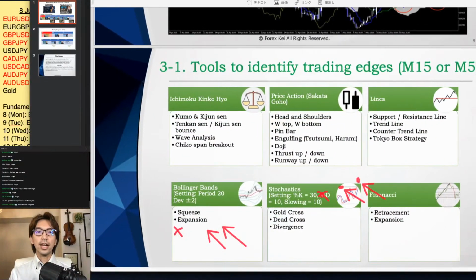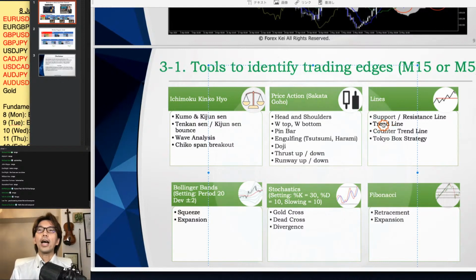And these are the tools that I usually use, right? So today's topic is actually here, the trend line. Yeah, I'm talking about this trend line here. So you can of course draw support lines, resistance lines, and counter trend lines, and also the Tokyo box. You can create the Tokyo box strategy, and you can look for the Asian breakout. But today's topic is pretty much on this trend line, and I'm just showing you how I would look for the buy chance by drawing those trend lines in the 15 or 5-minute chart in smaller time frames to capture the buy chance.